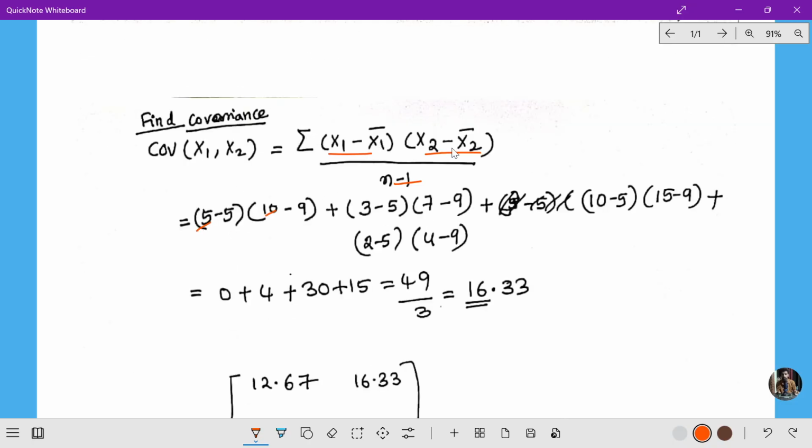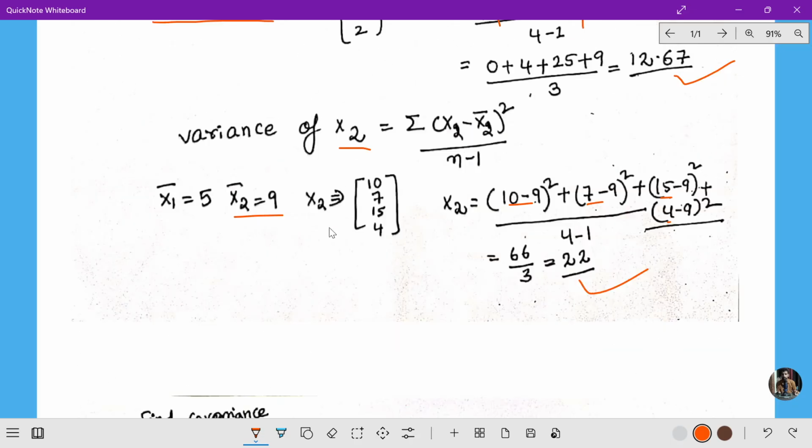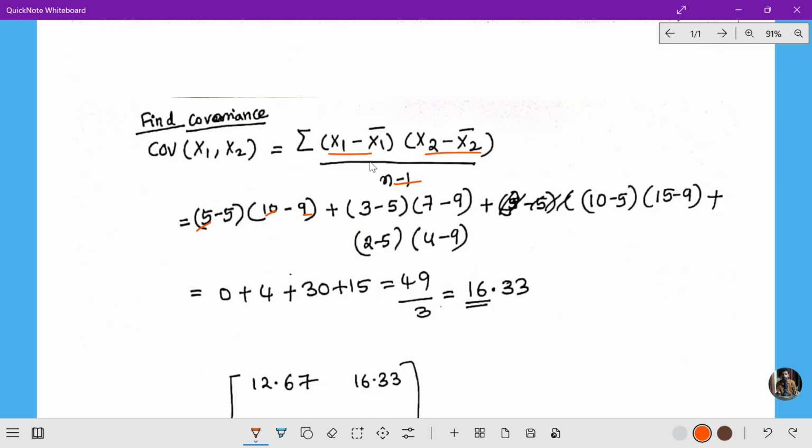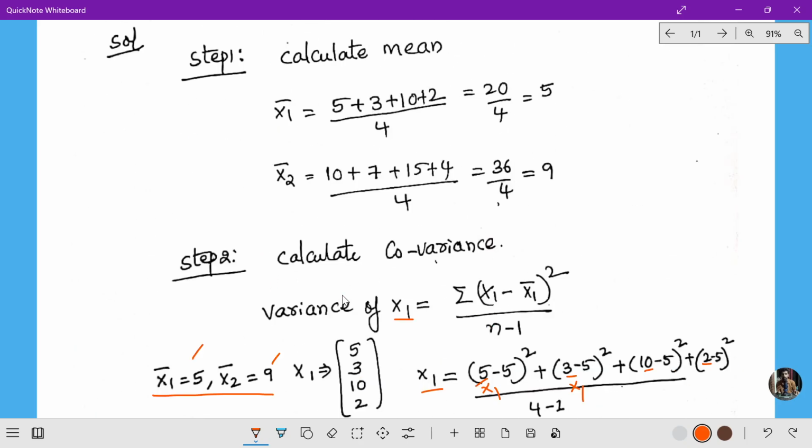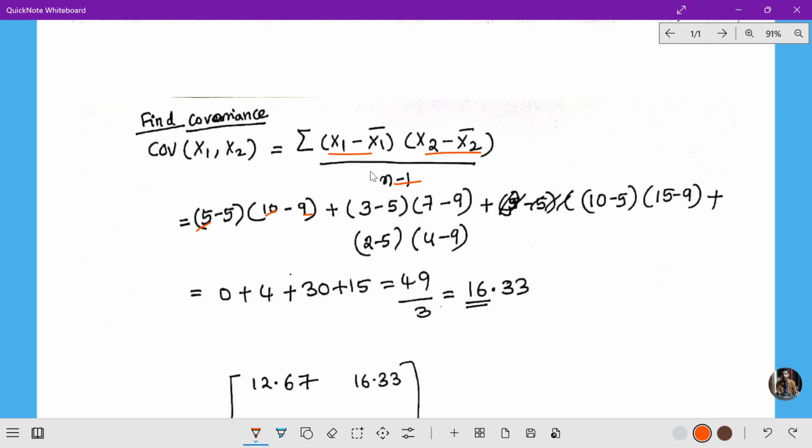Okay, so x1 bar, x2 bar. x1 bar is, now we calculated, 5, x2 bar we calculated 9. So x1 bar is 5, x2 bar is 9. Where is this x1 bar 5? Yes, this one. So x1 bar is 5, x2 bar is 9. So this is nothing but the mean. Okay. So we substitute all the values, we get this one.